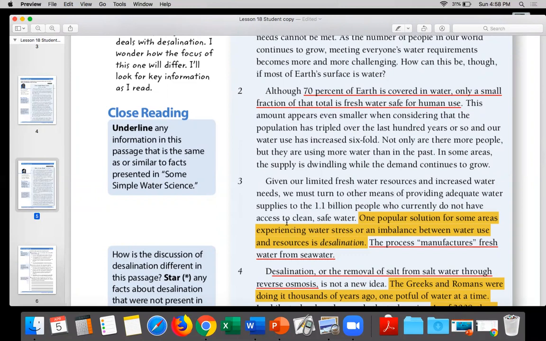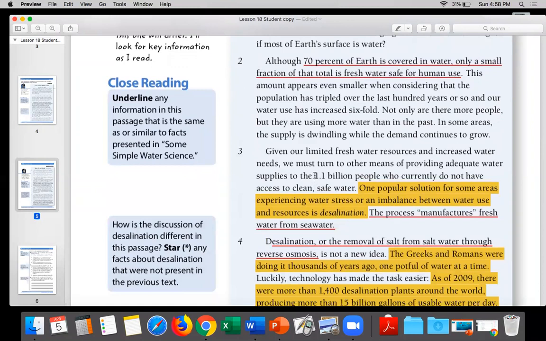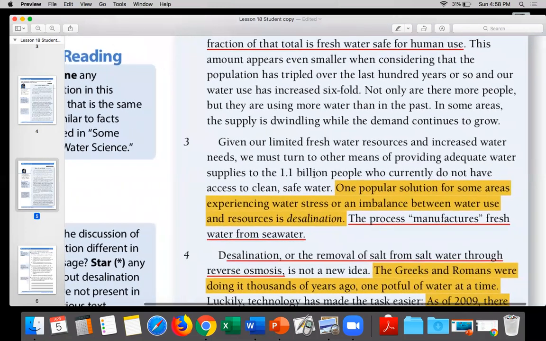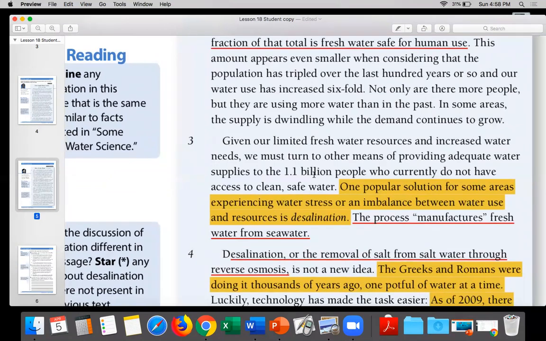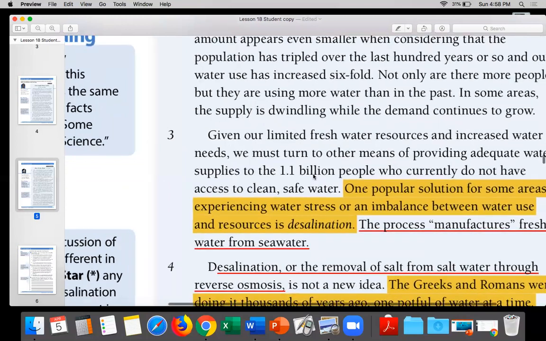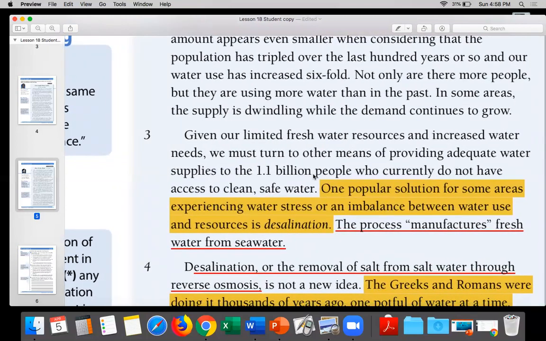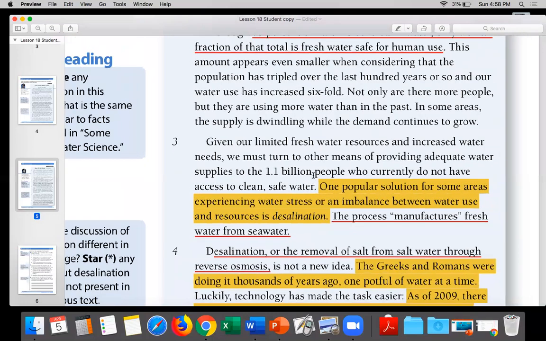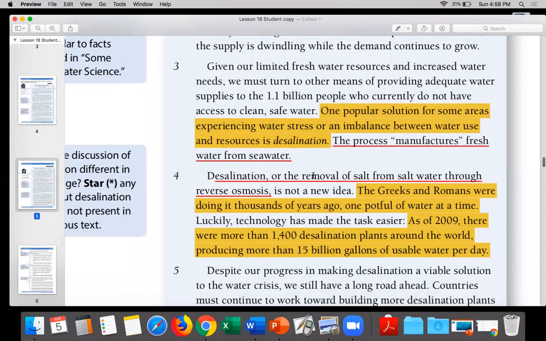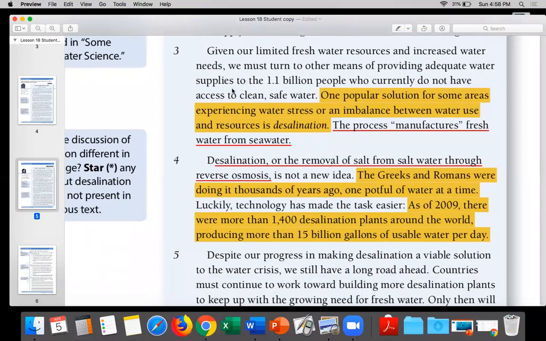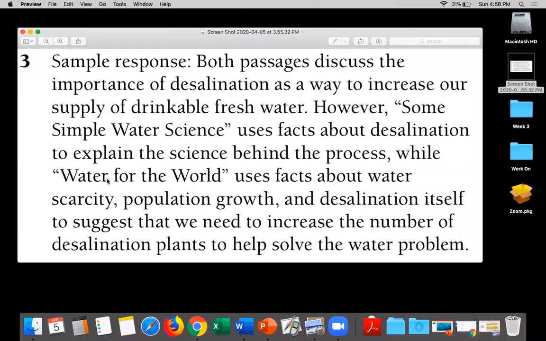1.1 billion people do not have access to clean, safe water. Y'all, that is crazy. We live in the year 2020 in America, and as long as you pay your bill or somebody's paying your bill, you've got water running into your home. And so that's just wild that 1.1 billion people on our earth still do not currently have access to clean, safe water. And that is the sad, unfortunate truth. Okay, off my soapbox.